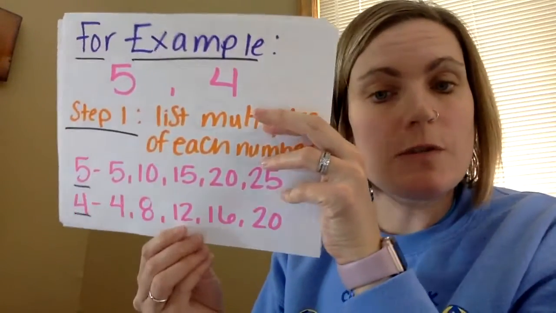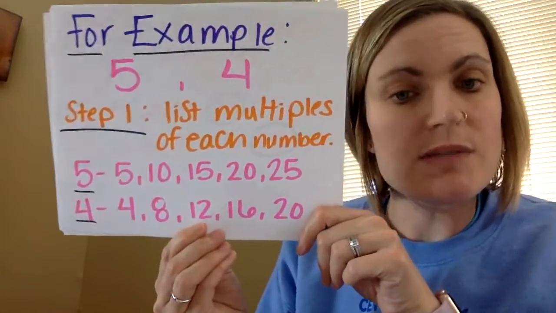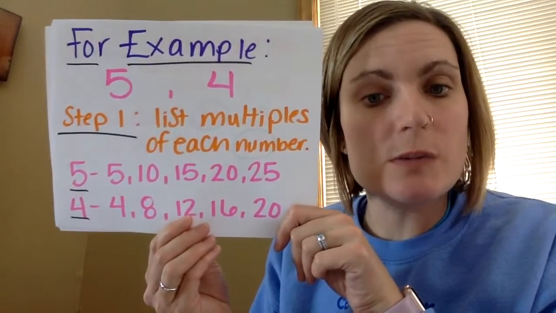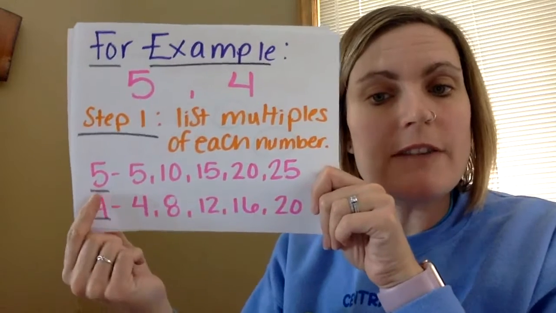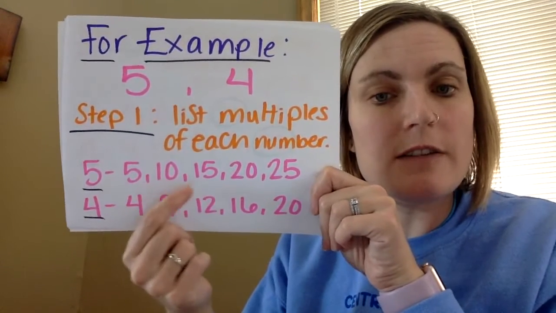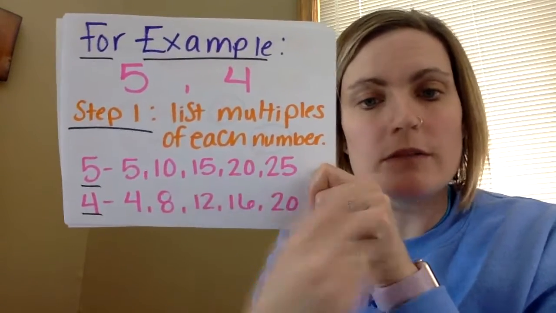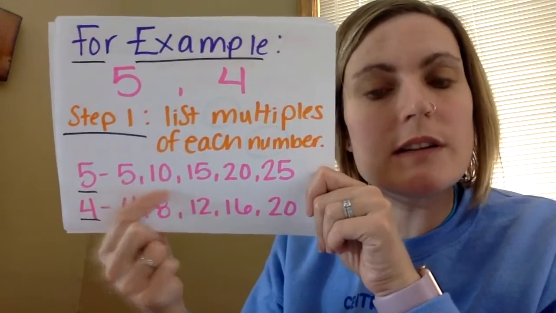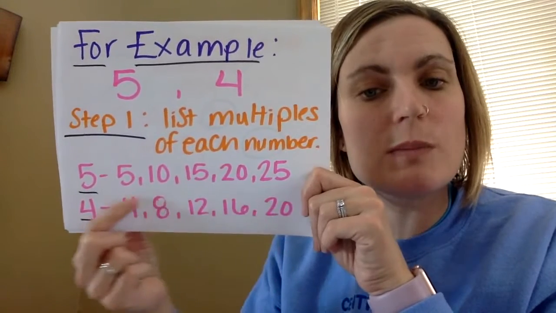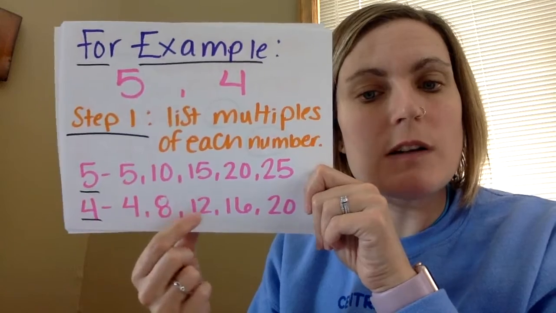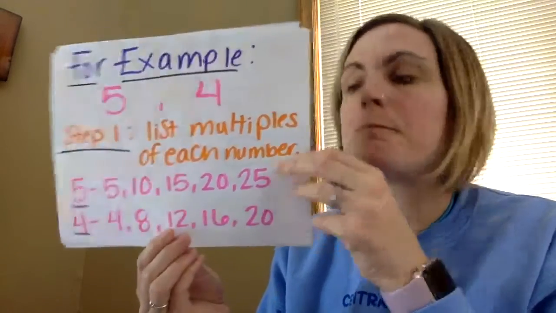For example, if I have the numbers 5 and 4, our first step is to list the multiples of each number. For 5, I'm going to count by 5: 5, 10, 15, 20, 25, 30, 35. I could go on, but you probably only need to list about the first 6 or 7 multiples. And for the number 4, I have 4, 8, 12, 16, 20.